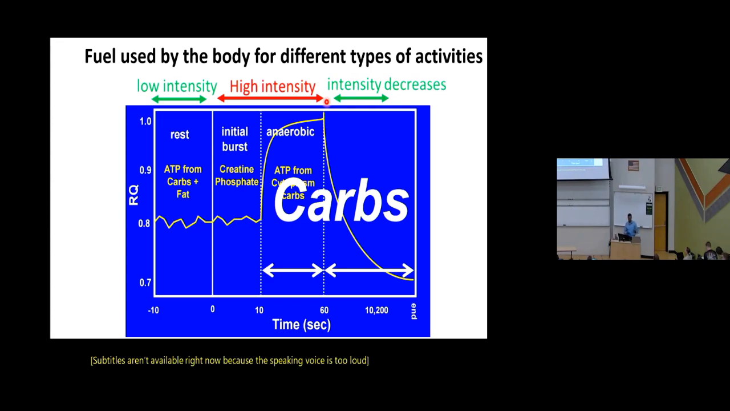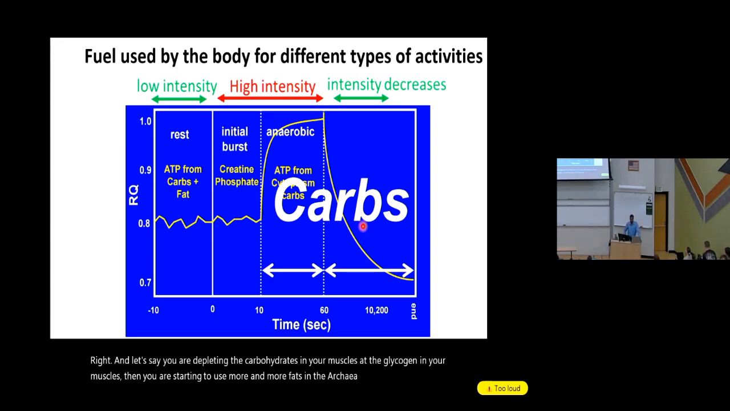We have lactic acid building up in your muscles, and you're no longer able to push yourself with the same intensity. As the intensity at which you're exercising your muscles is decreasing, the RQ value is going to start slowly dropping. And let's say you're depleting the carbohydrates in your muscles, the glycogen, then you're starting to use more and more fats, and the RQ value drops further and further. But finally you find your phone, so happy ending. Does this make sense? How the RQ value can change depending on the type of activity and type of fuel you're using to perform that physical activity? Yes?